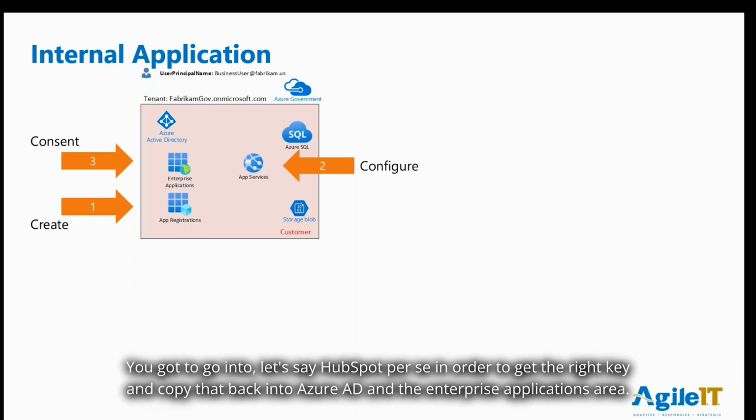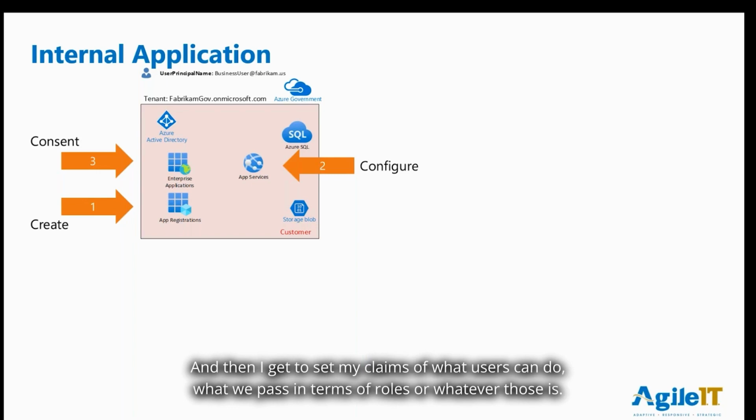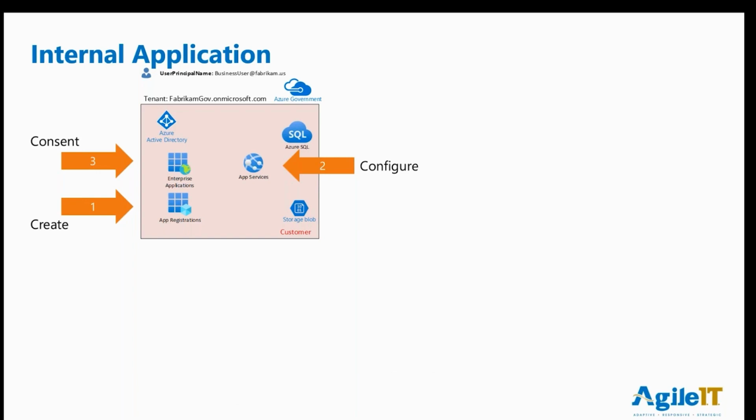You have to go into, let's say, HubSpot, in order to get the right key and copy that back into Azure AD in the enterprise applications area. Then it gives me a key and I paste it over there. So this is kind of sharing our secrets or certificates both ways. And then I get to set my claims of what users can do, what we pass in terms of roles or whatever. And now we have login authentication. Great, SAML does all those things. So that's one way that you could do it, and it resides in enterprise applications.